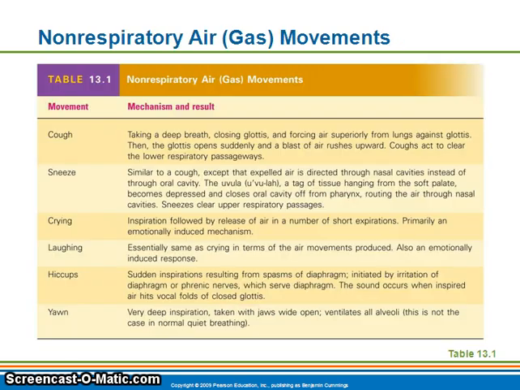We also have non-respiratory gas movements, which is when gas is moving in and out of our lungs, either voluntary or involuntary, so like coughing and sneezing, crying, laughing, hiccups, and yawning. These would all be gas exchange, but they're not common. They're not things that we do every single day or every moment of every day.